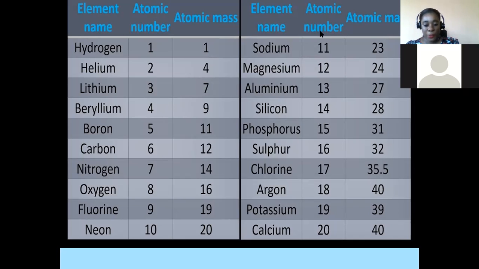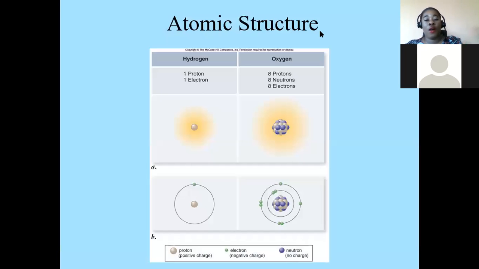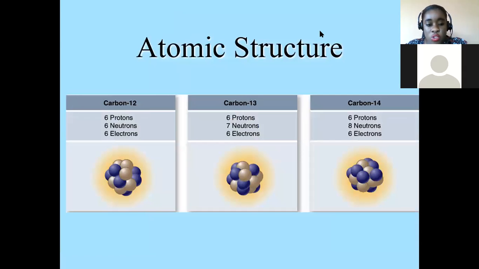Got it, miss. Perfect. So this is how the atomic structure really is all about. We just did some examples of that in terms of the protons, the neutrons, and the electrons. At the end of this video, we're going to draw it for all 20. So you did the first two, so we're going to do the remaining 18. But this is our carbon 12, carbon 13, carbon 14.